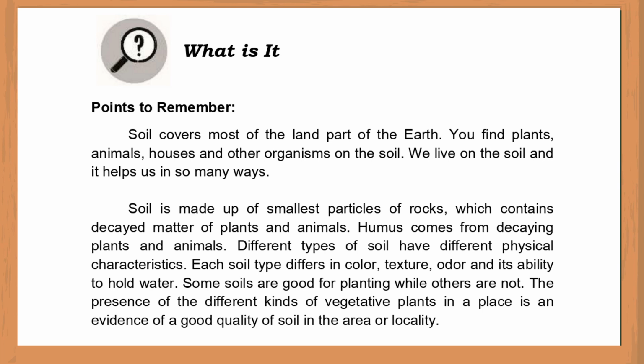So the different types of soil have different physical characteristics. Each soil differs in color, texture, odor, and its ability to hold water. Some soils are good for planting while others are not. The presence of the different kinds of vegetative plants in a place is an evidence of a good quality of soil in the area of locality.